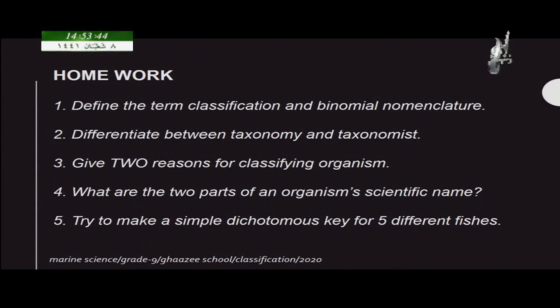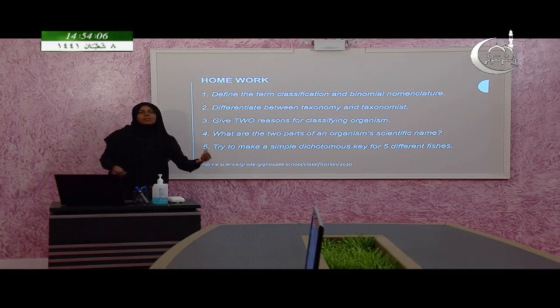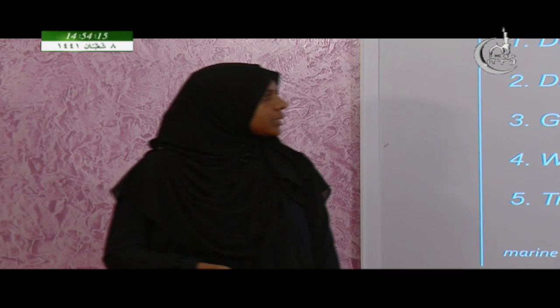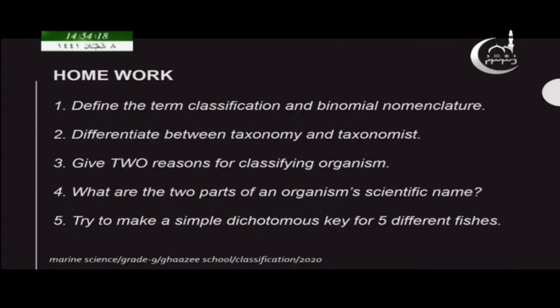The first question is: define the term classification and then binomial nomenclature. Usually when questions ask you to define the term, in the O-level exam also the questions appear the same way. In marine science very often you will find questions like this. Define the term means you need to explain the meaning of that term. And the second question is: differentiate between taxonomy and taxonomist. I hope you all now know what is meant by taxonomy and who are taxonomists.